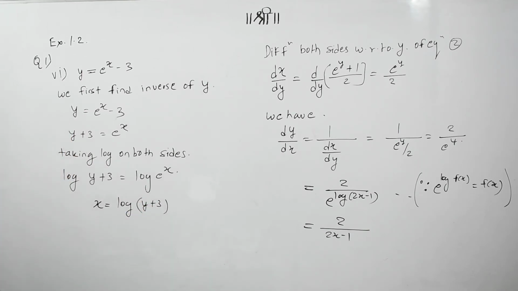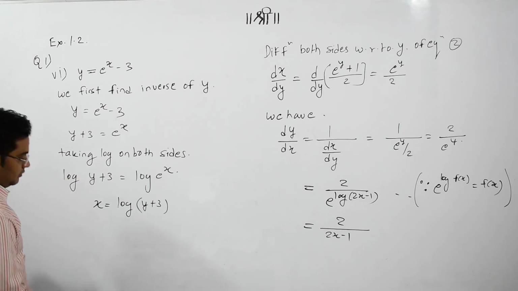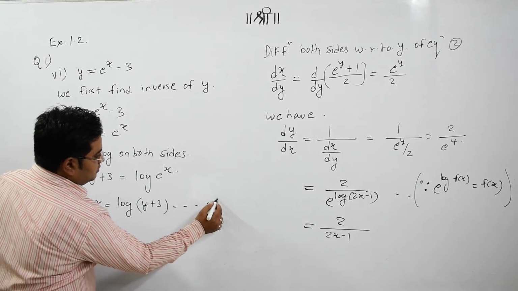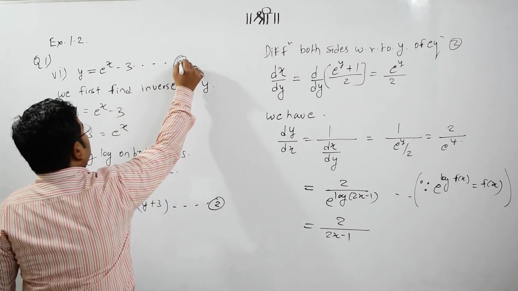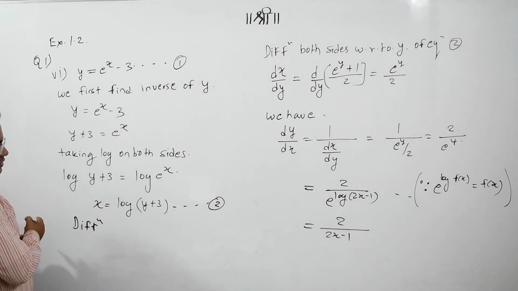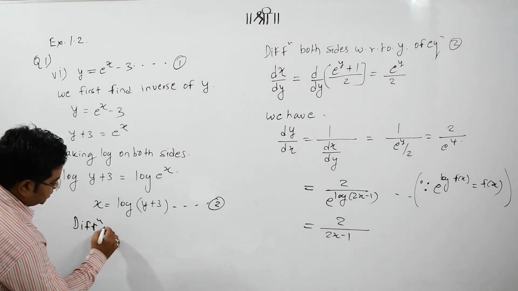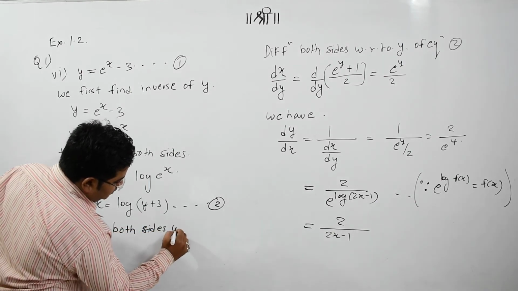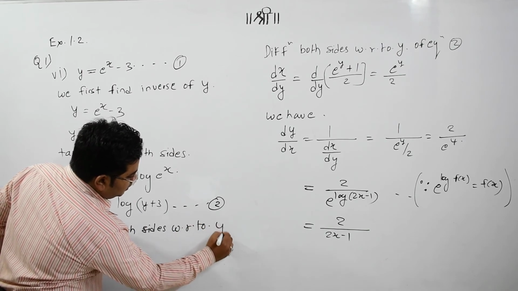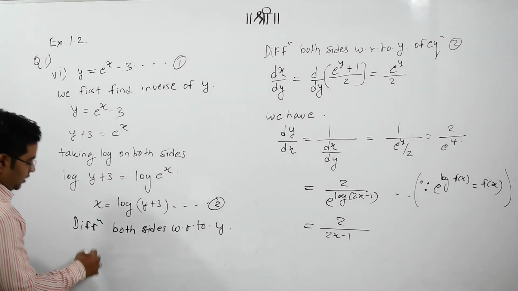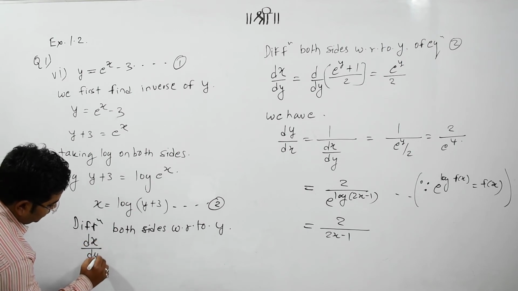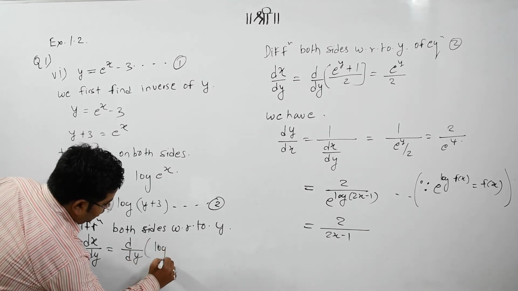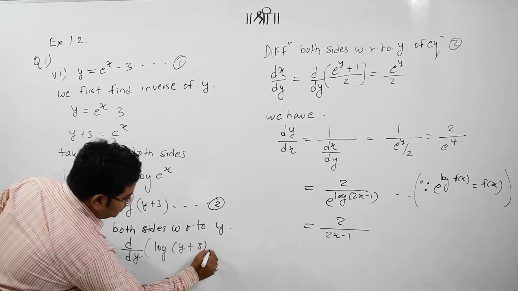Now differentiating both sides, you will generate a particular value. This is equation number 2. This is equation number 1. So differentiating both sides with respect to y, what will you get? dx upon dy is equal to d upon dy of log of y plus 3.